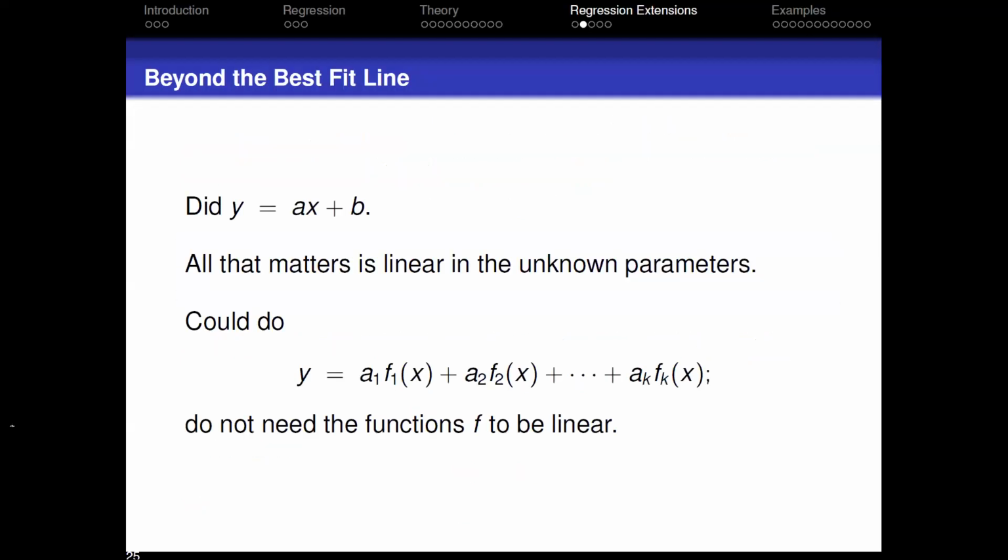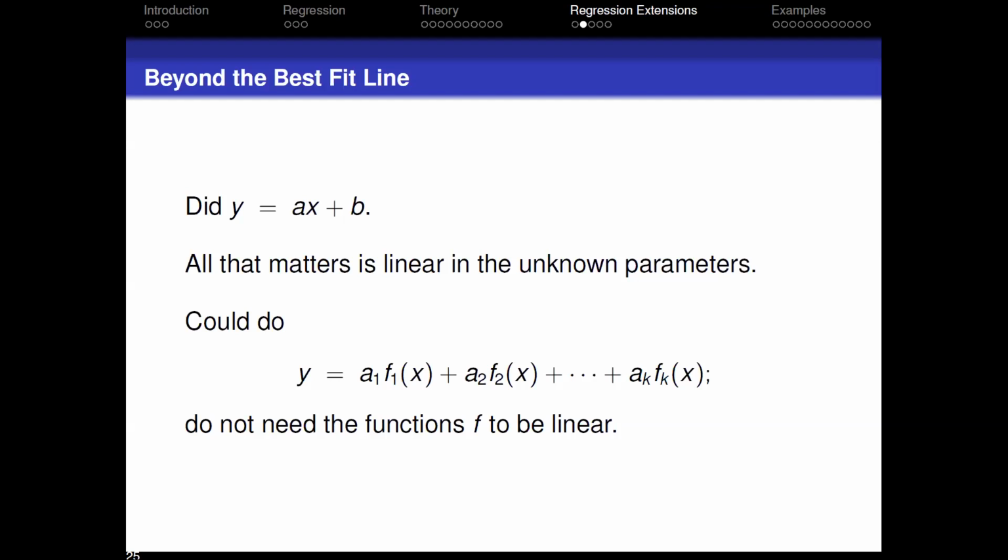All right, so regression extensions. So we did y equals ax plus b. Most things in life are not linear. And so if we could only apply this to straight lines, we're in trouble. The first extension is, well, what if I had y as a1 f1 of x plus a2 f2 of x and so on and so on? So I have k functions.